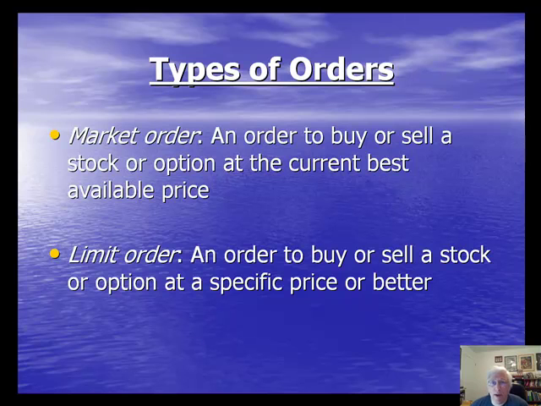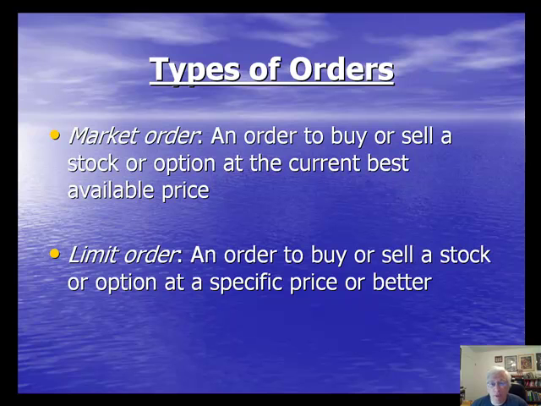Now it's time to go to our computer, log in to our online discount broker, and start generating cash into our brokerage accounts. There are two basic types of orders we could place. One is called a market order, which is an order to buy or sell a stock or option at the current best available price. If you remember when we looked at the options chain, there was the bid and the ask columns. We sell at the bid. So with a market order, we would get the bid price.